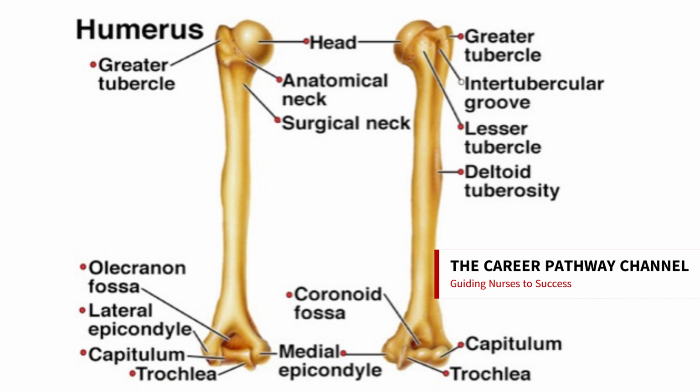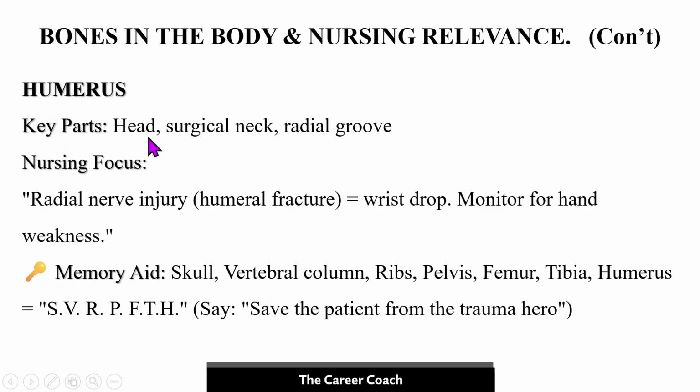The next bone is the humerus. The key parts of the humerus are the head, the surgical neck, and the radial groove. Nursing focus: with regards to the humerus, there could be radial nerve injury in a humeral fracture. This will lead to a condition called wrist drop. There is therefore need to monitor for hand weakness. You must understand that the radial nerve supplies the wrist and the fingers. Wrist drop is the inability to extend the wrist and the fingers. The nurse must watch out for this.